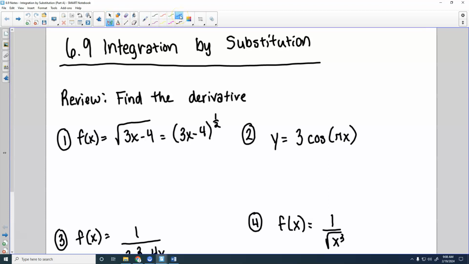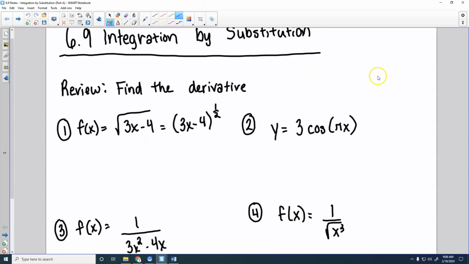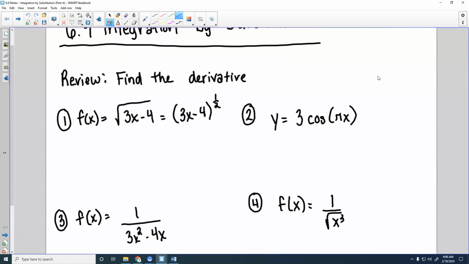Okay. All right. So let's review just a little bit. Let's take the derivative of these four right here. So not integrating yet, just taking the derivative. I'm going to freeze my screen while I work these out so that you can't see what I'm doing. I want you guys to try them on your own.